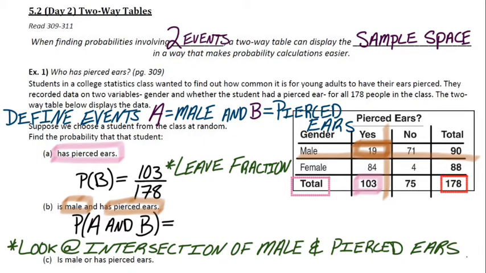So the probability of randomly selecting a student that is a male and has pierced ears would be 19 out of our total of 178. And the reason I'm color coding like this is I'm showing you how to read a two-way table. You look through the males and the pierced ears, yes, where they intersect, that would be the cell that we're interested in. So 19 out of 178, our total. For example, if I had said female and not pierced ears, you would have looked at female, not pierced. Those would have intersected at 4. You would have said 4 out of 178.